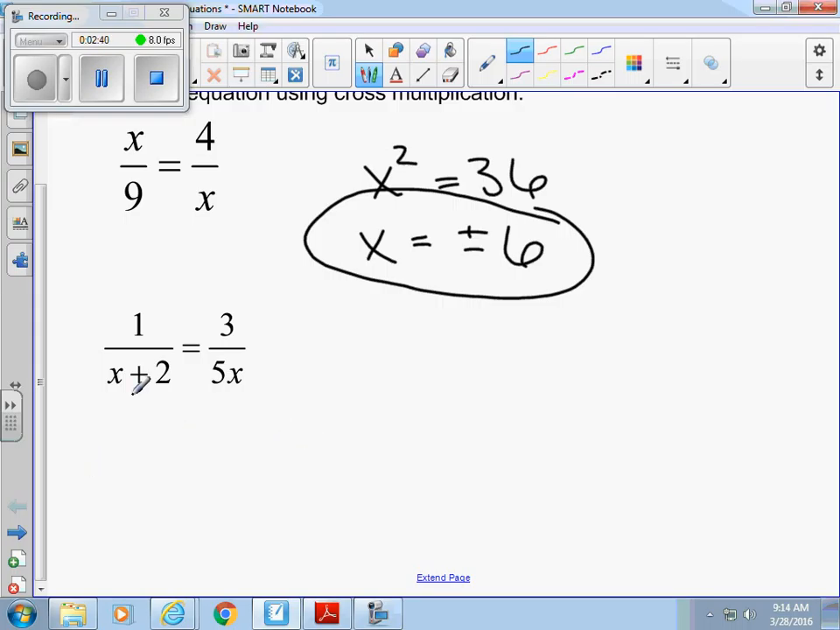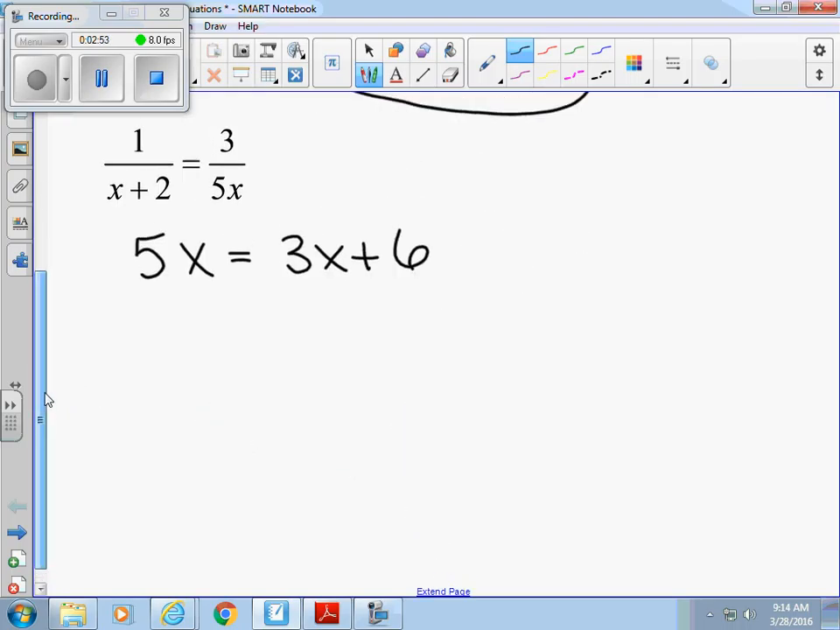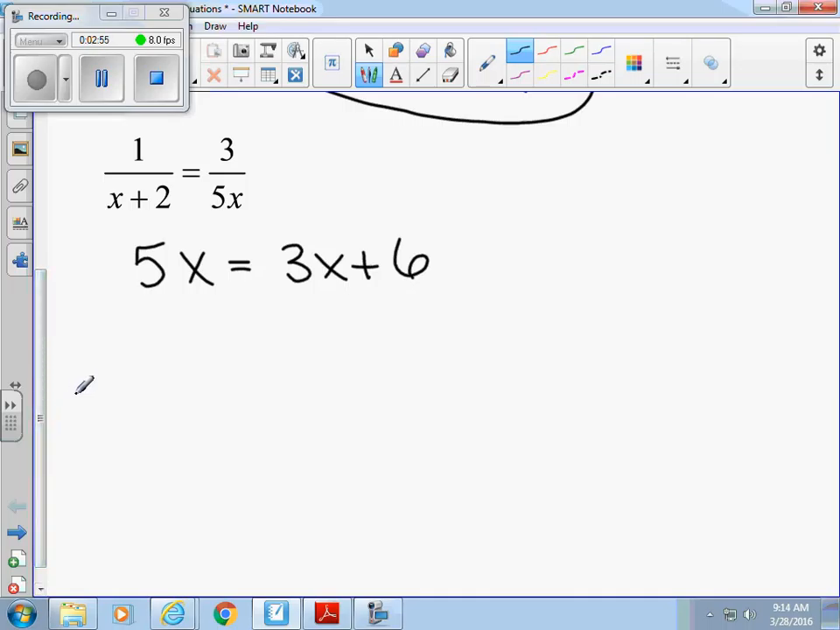Okay, let's look at the next one. Cross multiply. Okay, quick question. Where did the 6 come from? Why did I have to do 2 times 3? Good, very good. Now what? Subtract the 3x.